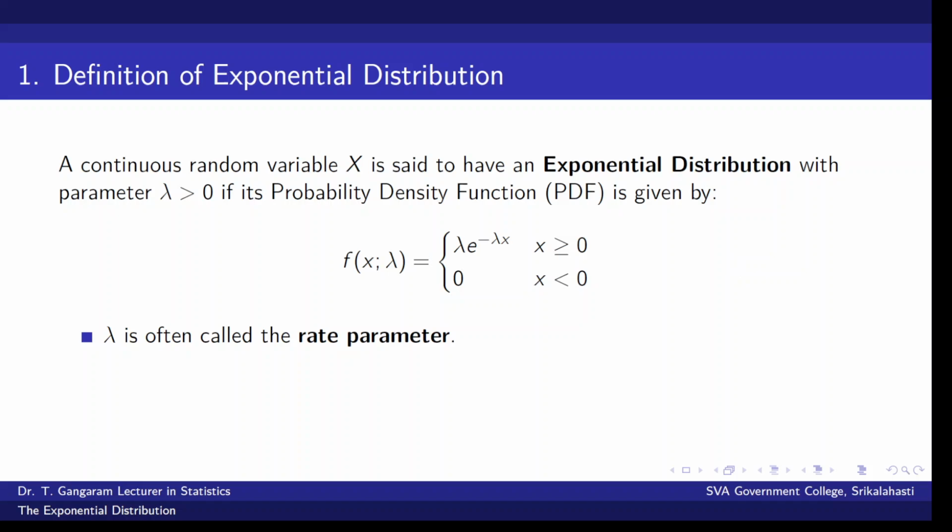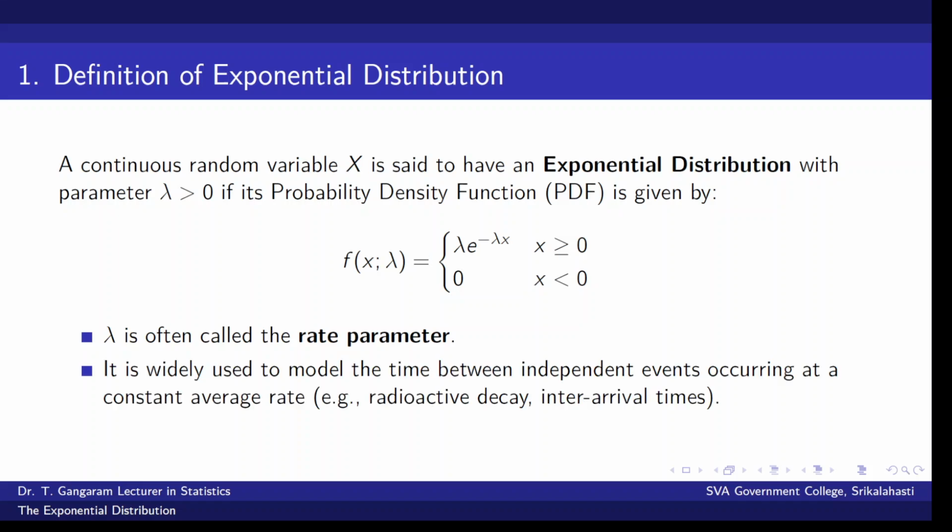Lambda is often called the rate parameter and it is widely used to model the time between independent events occurring at a constant average rate, for example radioactive decay and inter-arrival timings. It is a very important continuous distribution with respect to time.